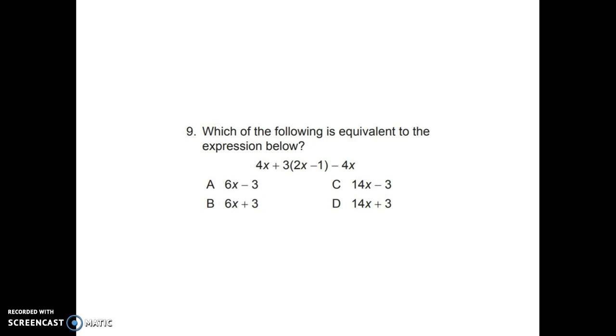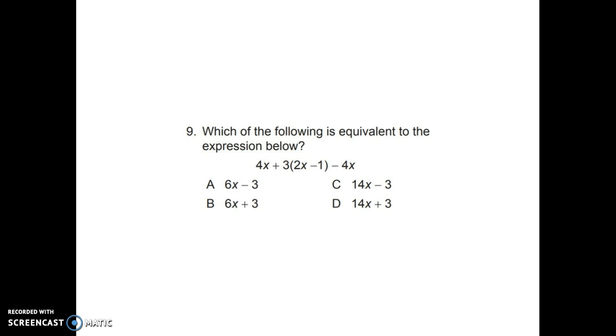Number 9. Which of the following is equivalent to the expression below? 4x plus 3 times (2x minus 1) minus 4x. A. 4x minus 3. B. 4x plus 3. C. 14x minus 3. D. 14x plus 3.